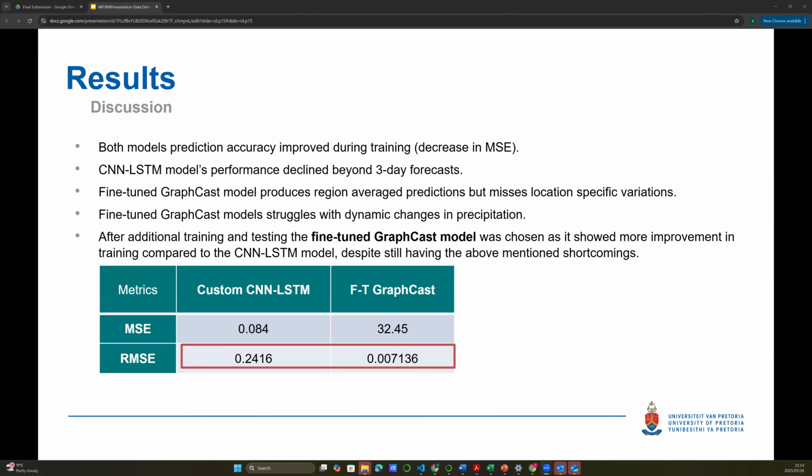Both models showed improved prediction accuracy during training, as indicated by the steady decrease in mean squared error. The fine-tuned GraphCast model consistently produced more accurate results with a lower root mean square error, as shown in the table. For this reason, the fine-tuned GraphCast model was chosen due to its superior overall performance.